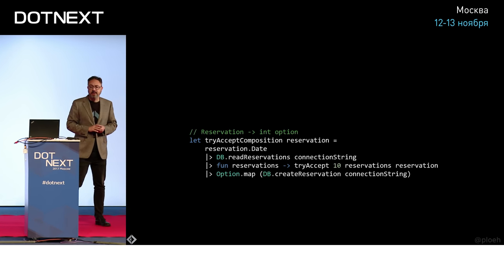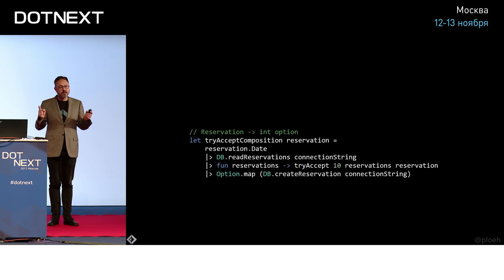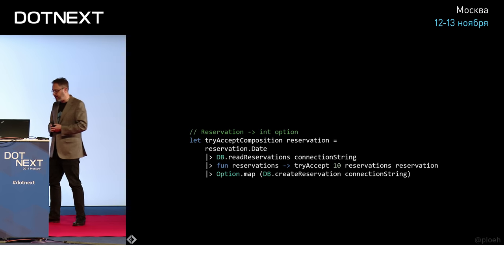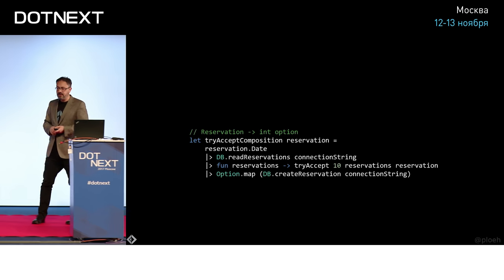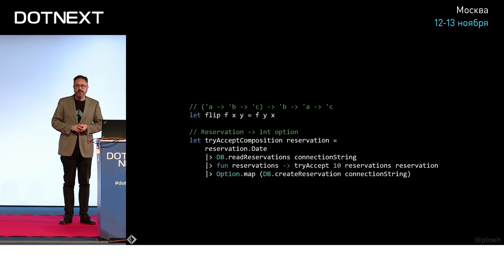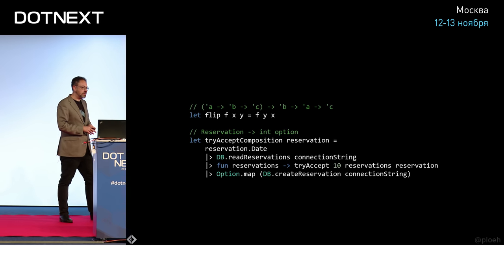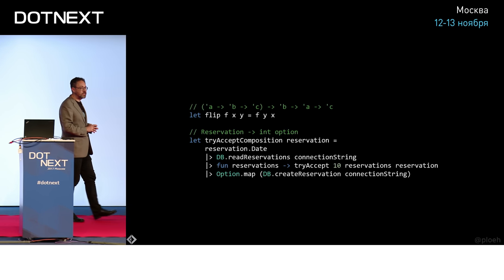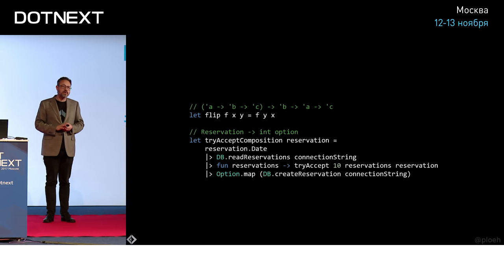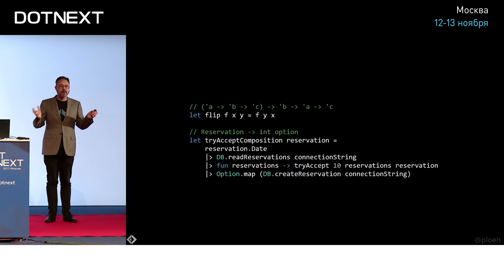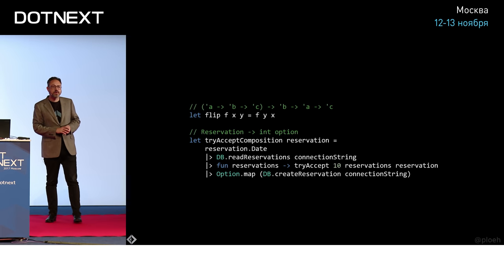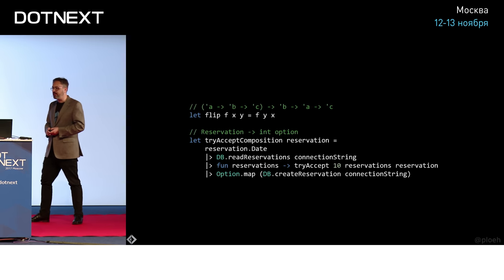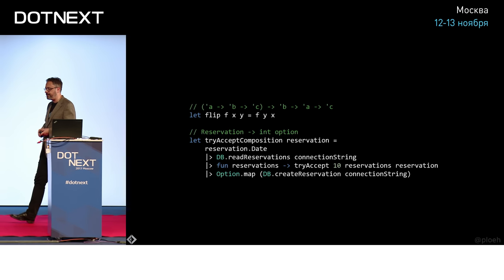Unfortunately, we can't really do that, because it's not in the right place. Reservations need to be at the rightmost place in both cases, and that's not the case here. So there's a little trick we can do. We can define a little helper function called flip, and not to make a long story out of it, but flip just takes a function that takes two arguments, and it returns a new function that does exactly the same thing as the input function, but expects the arguments in flipped order, in reverse order.